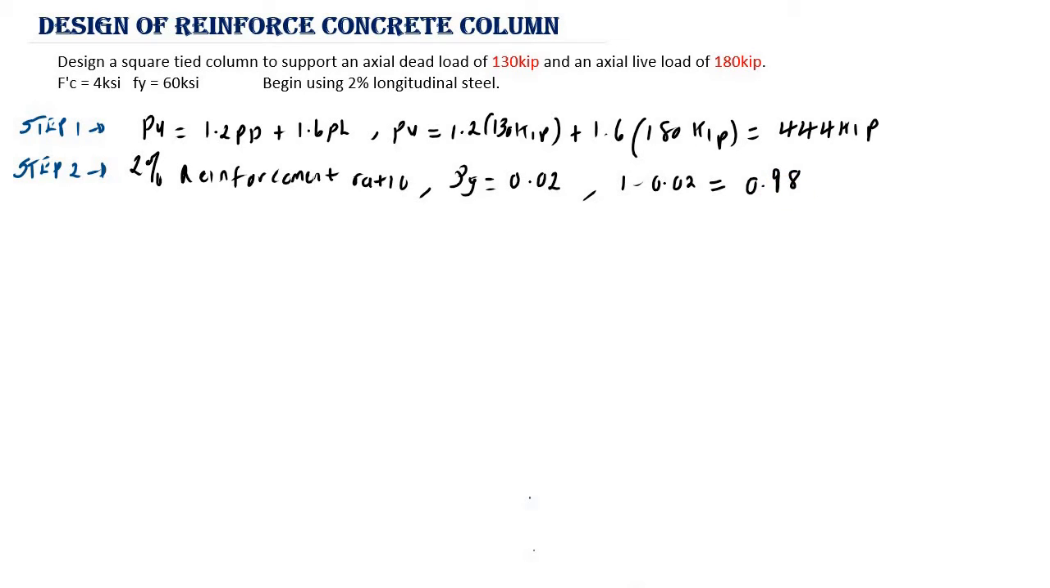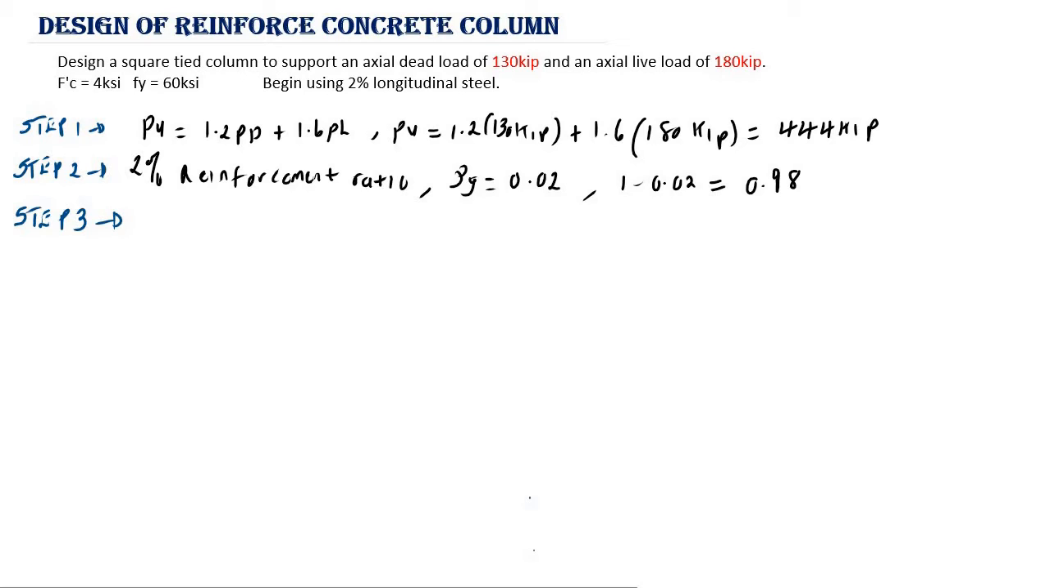Now the third step is we need to calculate the gross area, that is the minimum gross area. We need to calculate the minimum gross area. So this is step 3. You just need to follow this step by step. If you follow this step by step, you're not going to have any problem designing a reinforced concrete column.